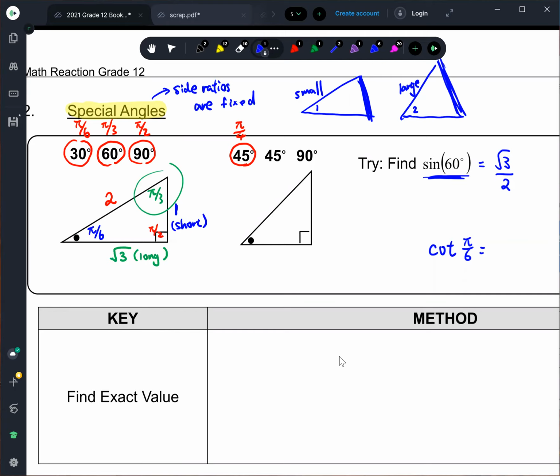So pi over 6, you look from the angle pi over 6, and then you think about cotangent. Cotangent is the reciprocal of what? And then you need to flip it, right? Cotangent is what over what? And then you make sure you look from pi over 6. At the beginning, it might take a long time, but once you get used to it, you'll speed up.